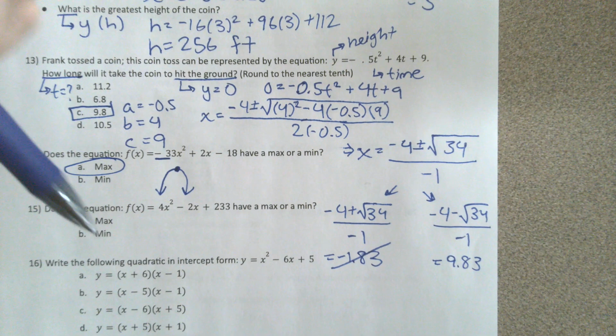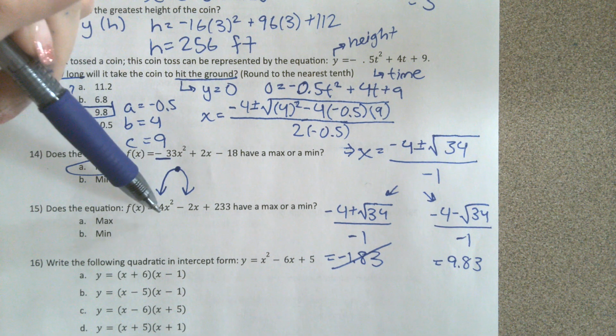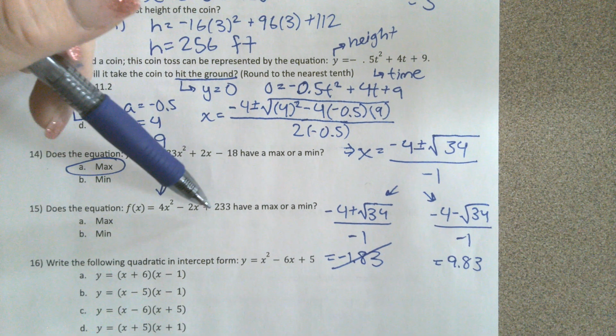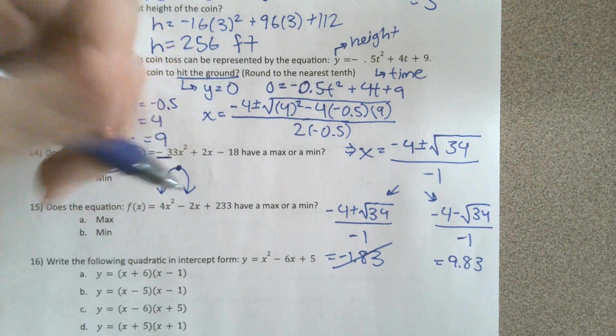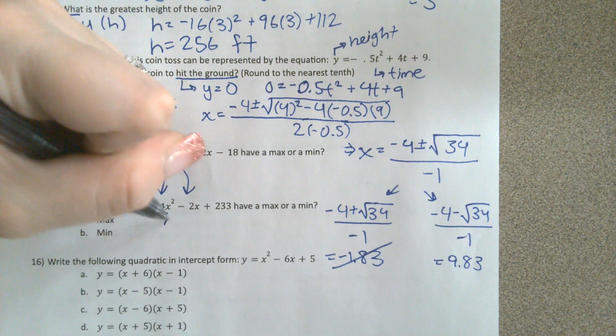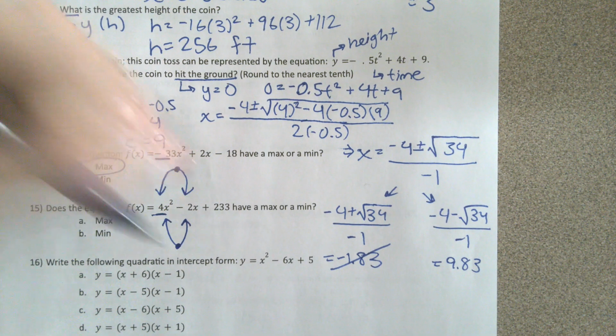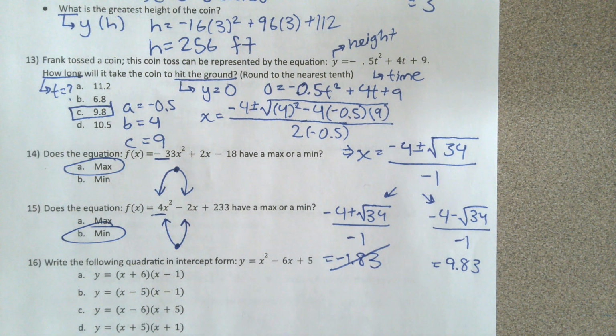Number 15. Does the equation f of x equals 4x squared minus 2x plus 233 have a max or a min? Look at the front. This is positive. It's going up. Vertex is down here. This is a minimum.